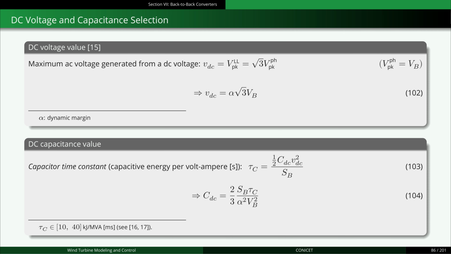Regarding the DC capacitance value, we first define the capacitor time constant. This constant, which has units of seconds, is a measure of the capacitive energy per volt-ampere. It is analogous to the inertia constant defined in mechanical system modeling. In power converter stations and wind turbines, the capacitor time constant ranges from 10 to 40 milliseconds. We can use the capacitor time constant to calculate the DC capacitance, as shown in equation 104.